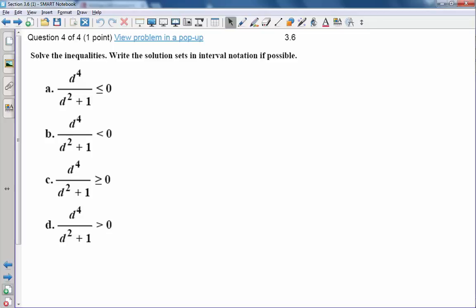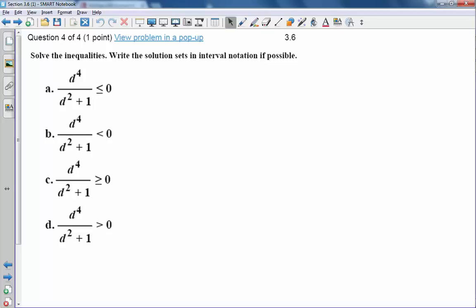It looks difficult, 4 parts, but no, all parts are the same. Only the direction is flipped. So if you figure out the first one, you can directly get B, C, and D. There are two options you can answer this question. You can do it by logic. Logically, you can answer what kind of numbers make this thing less than 0 or equal to 0.